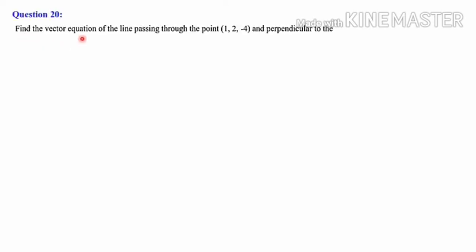Next we shall discuss question number 20. Question is, find the vector equation of the line passing through the point 1, 2, minus 4 and perpendicular to the two lines (x minus 8)/3 equal to (y plus 19)/minus 16 equal to (z minus 10)/7, and (x minus 15)/3 equal to (y minus 29)/8 equal to (z minus 5)/minus 5. We are asked to find the vector equation of the line passing through the given point and perpendicular to two lines. These two are equations of lines.